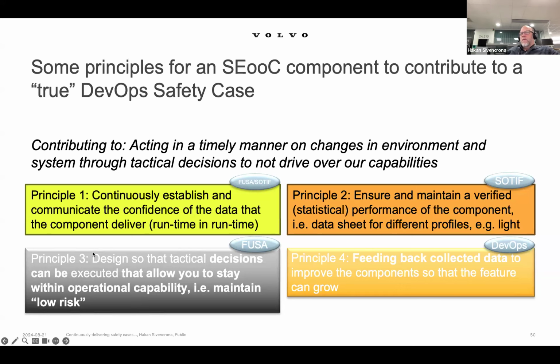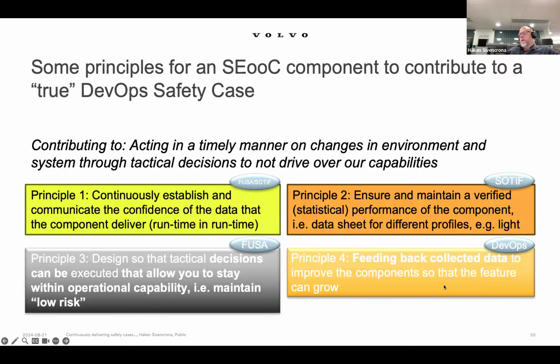And then you have the few designs so that tactical decisions can be executed that allow you to stay within operational capability. So here, for example, if something is changed, you are lowering the speed. So you can have design requirements already done that will take care of the safety element out of context data. So you adapt yourself.